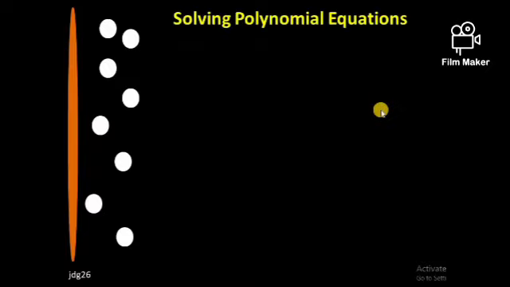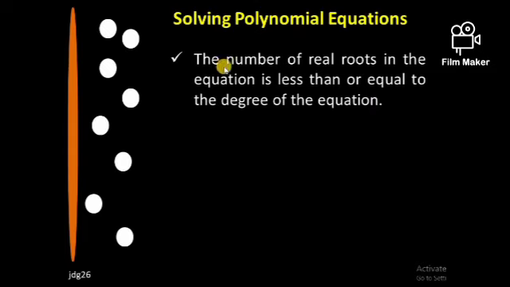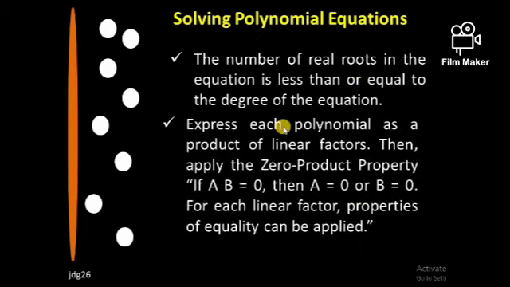So, let us try to solve polynomial equations. So, ang tatandaan lang natin, una, the number of real roots in the equation is less than or equal to the degree of the equation. And we need to express each polynomial as a product of linear factors. Then, apply the zero product property. If a times b equals 0, then a equals 0 or b equals 0. For each linear factor, properties of equality can be applied.